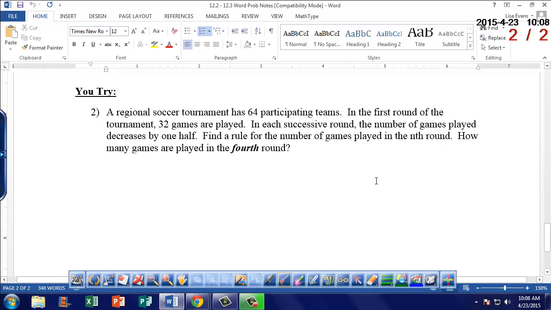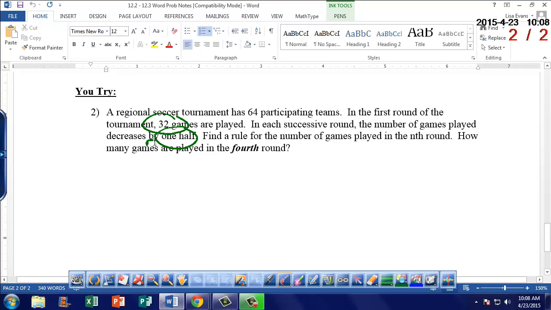A regional soccer tournament has 64 participating teams. In the first round of the tournament, 32 games are played. In each successive round, the number of games played decreases by 1/2. 1/2 is going to go ahead and be your R. Find a rule for the number of games played in the nth round.